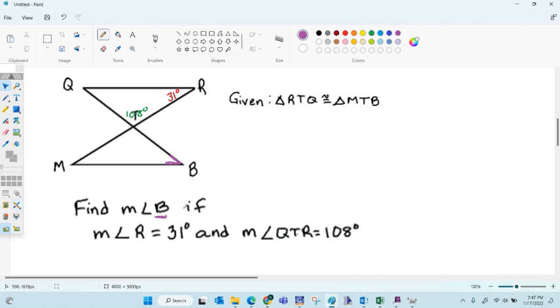Okay, well, we are given something. We are given the triangle RTQ. RTQ is congruent to MTB, just like we did before. And so that means that angle Q and angle B are the congruent ones. Angle Q is congruent to angle B, which means that their measurements, the number of degrees, are going to be equal. So this one is actually the same as this one. So if you can find this one, you already have this one.